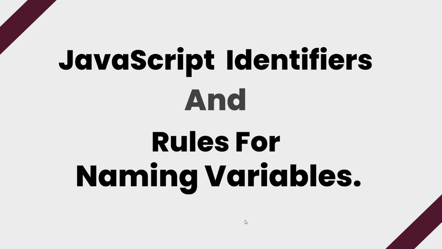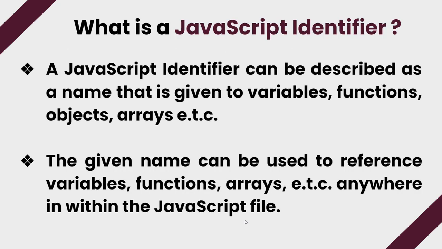Now, for the previous section, we made use of some variable names and I followed the rule, which is why all those things were able to render on the browser. So here we'll be seeing the rules for naming variables. We'll also get to know what a JavaScript identifier is. So what is a JavaScript identifier?